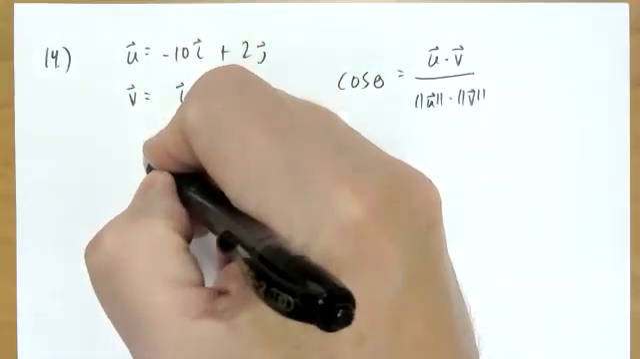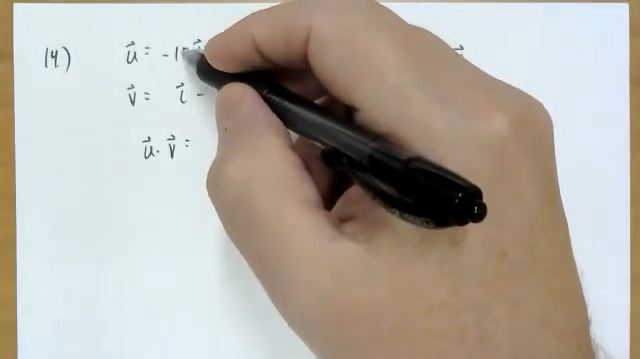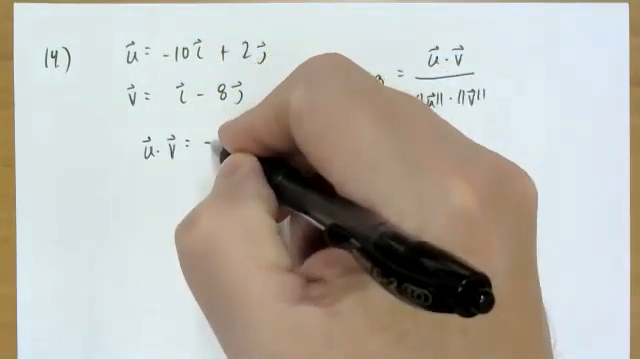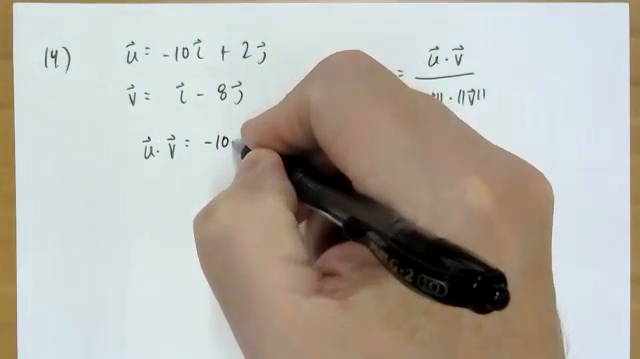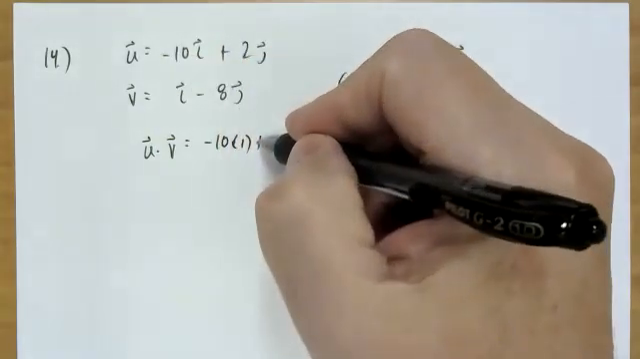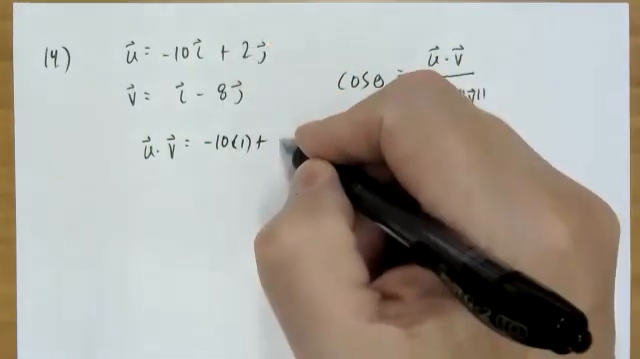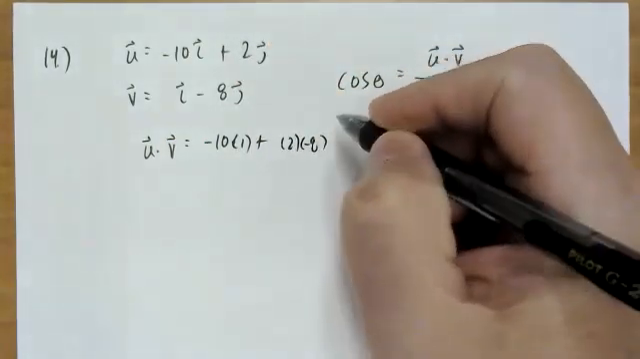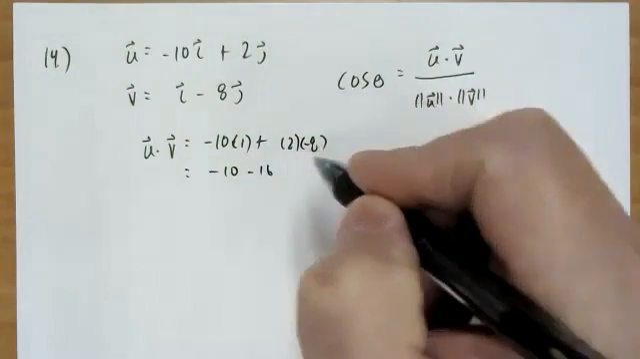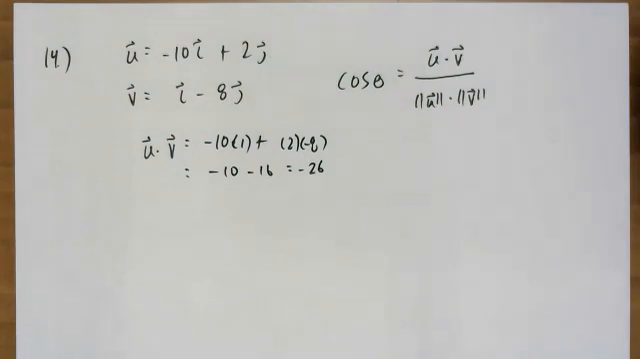Now the dot product of two vectors is where you multiply the i parts of the vectors. So negative 10 times 1. So you multiply the i parts and then you add that to the product of the j parts. So minus 10, minus 16, negative 26.